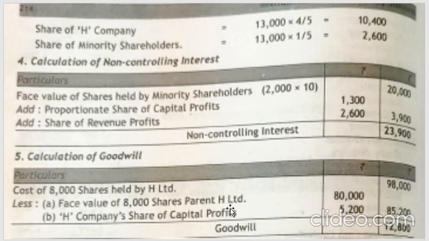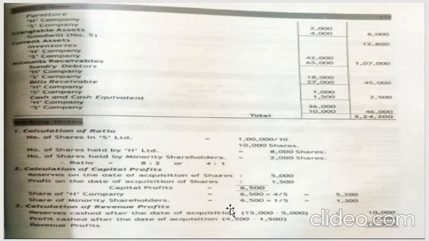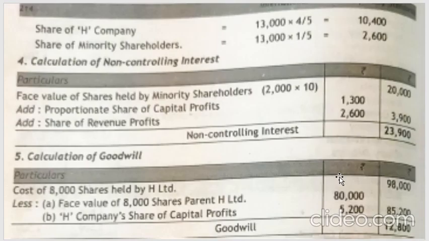Next, we will deduct H company's share of capital profit. This is from the calculation of capital profit. The share of H company in the capital profit is 5,200. So we will add 80,000 plus 5,200, which will give you 85,200. From your cost actually spent by H Limited by investing in the subsidiary company, 98,000, minus 85,200 will give you 12,800. This is a positive figure, so it will be called goodwill.